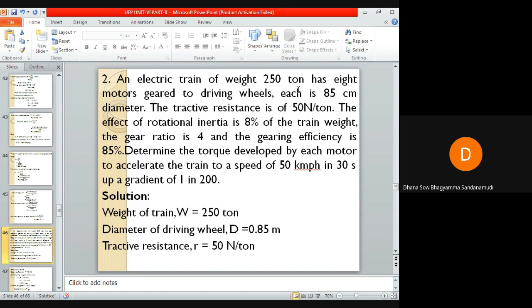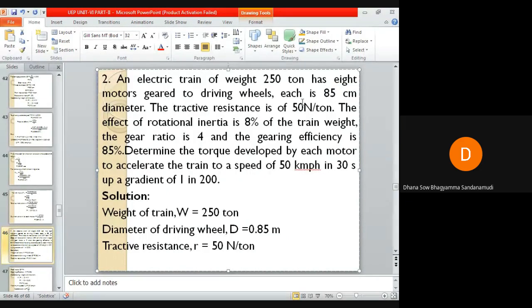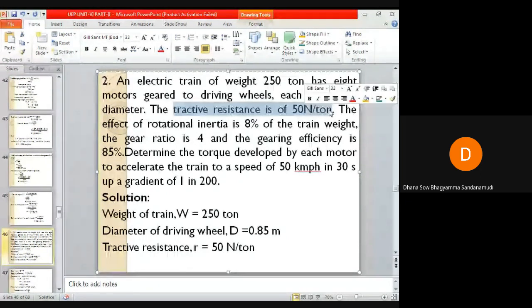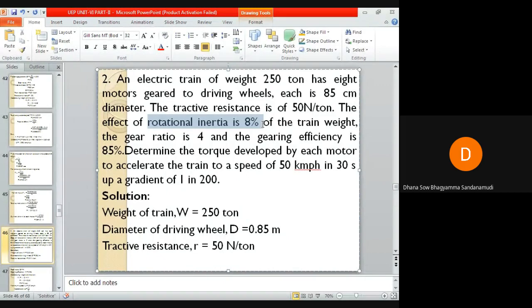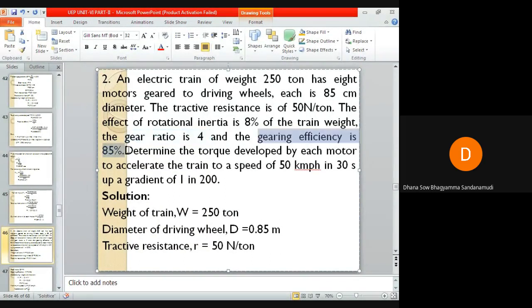Here in the previous problem there were 4 motors. In this problem there are 8 motors, and diameter of the wheel of the train is given, that is 85 centimeters. You can convert it into meters. Tractive resistance is given, and the rotational inertia is given, that is 8%. Gear ratio is 4, and gearing efficiency is 85%. The train accelerates up to a speed of 50 kilometers per hour, Vm, in 30 seconds, which is the time for the acceleration period, T1.